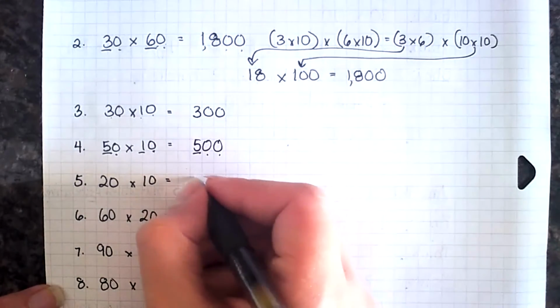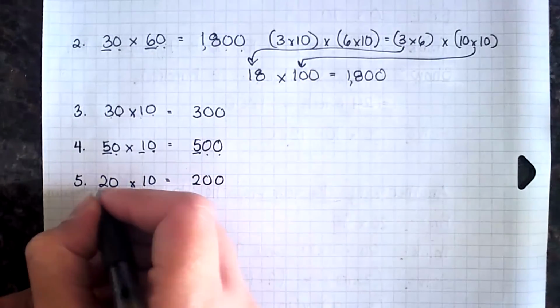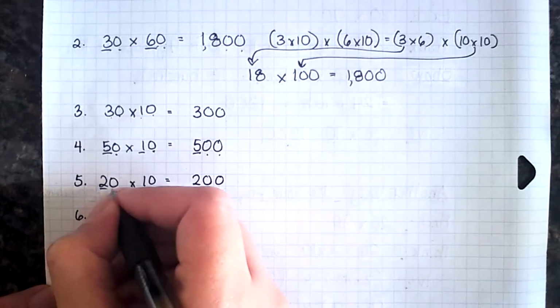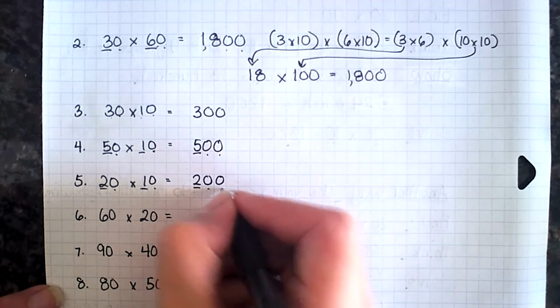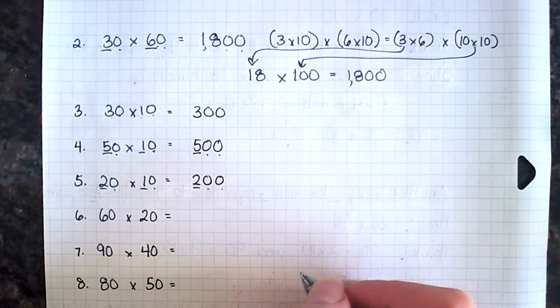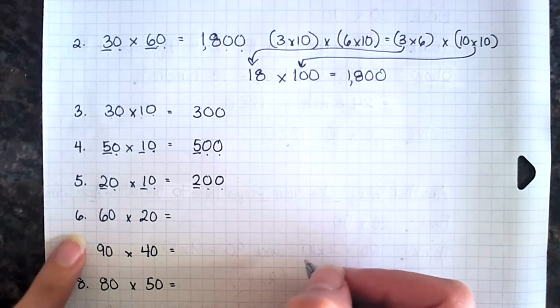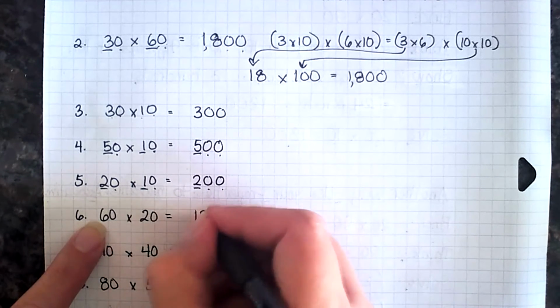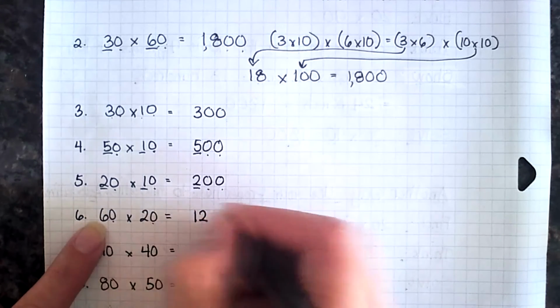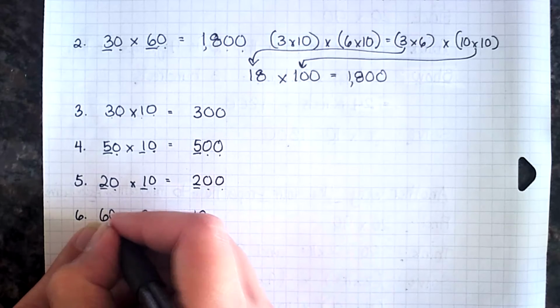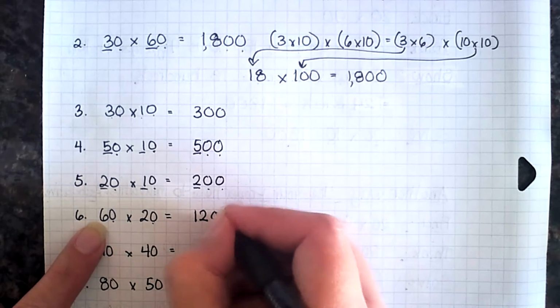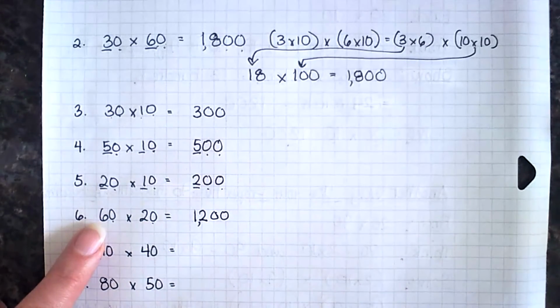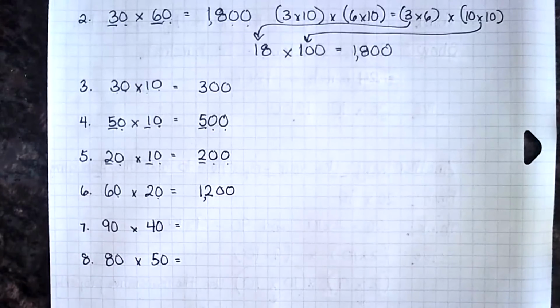20 times 10. 200. 2 times 1 is 2. We took off 2 zeros. We added back 2 zeros. 60 times 20. So we'll use our basic fact. 6 times 2 is 12. We have 2 zeros here because that's group of 10s times another group of 10s is a group of 100s. So that gives us 1,200.